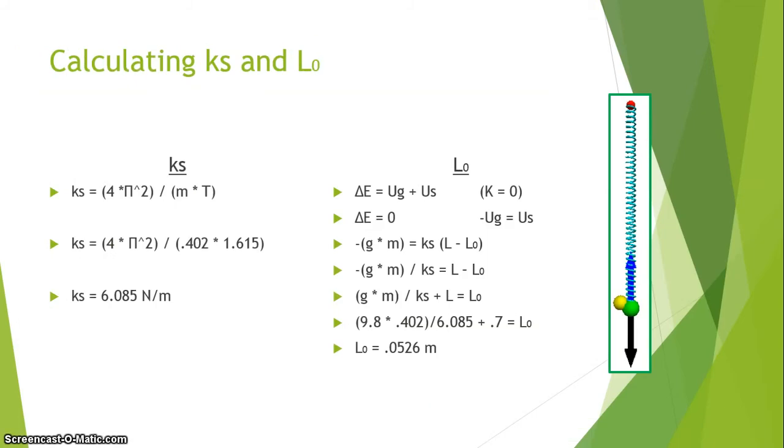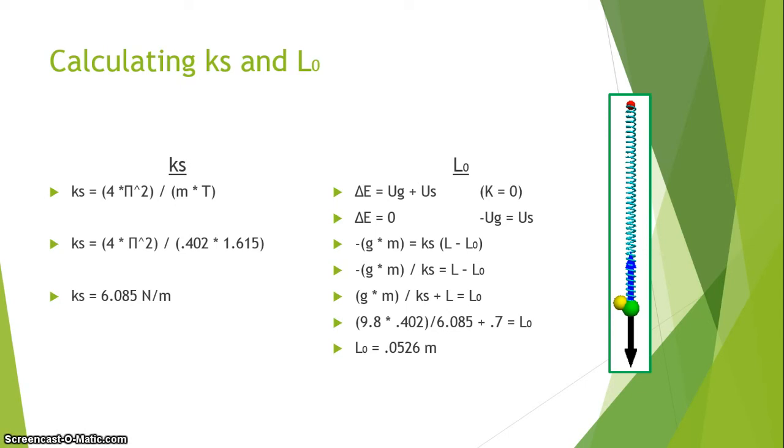This allowed me to calculate the spring stiffness, Ks, which is equal to 4 times pi squared divided by the quantity of the mass times the oscillation period. The spring stiffness, which I had determined, is equal to 6.085 newtons per meter. Using this spring stiffness, I was able to calculate L naught.